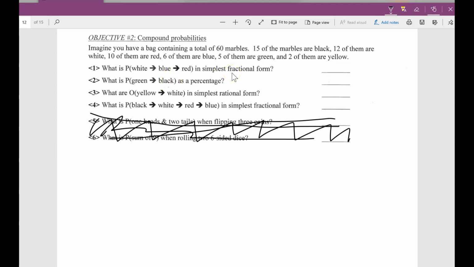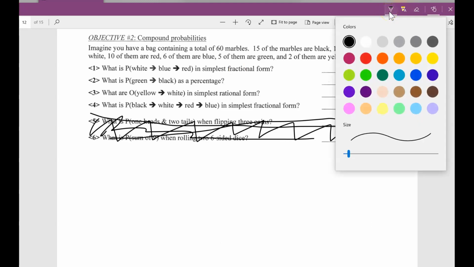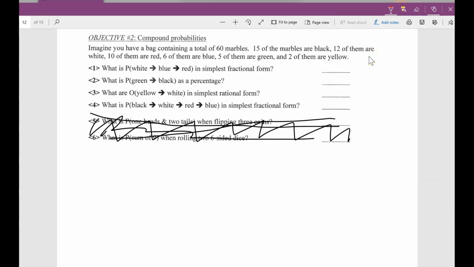Now, I'm not going to go through all 4 of these like we did yesterday because that would be a repeat in some cases, but I do want you to keep in mind as we go through these 2 examples that once we pull out a marble, we're not putting it back in. Let's start with number 1.